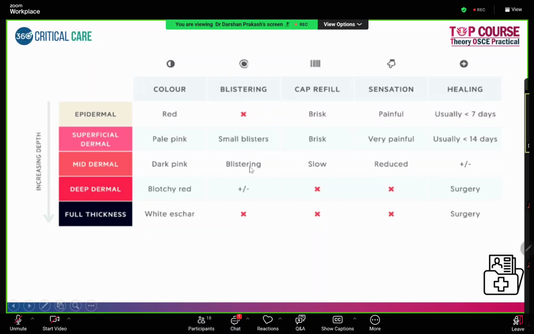Blistering is usually seen in mid-dermal, but deeper down again, it is not seen. That is in the deep dermal and the full thickness burns. So blistering is usually seen in the superficial dermal type of burns. Okay, so this is what we need to understand. And whenever there is blistering present, you also have to correlate to that to increased pain sensitivity. Okay, this is because the pain receptors are present in that particular area of the skin.